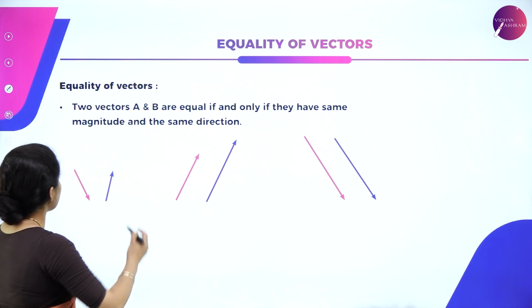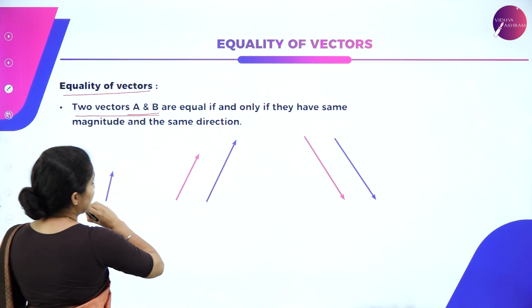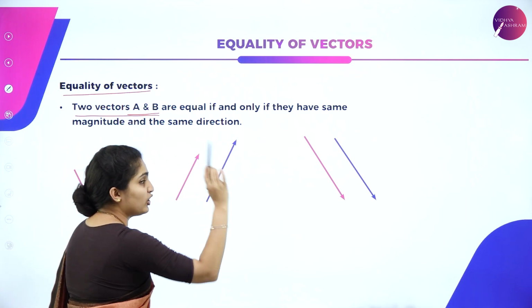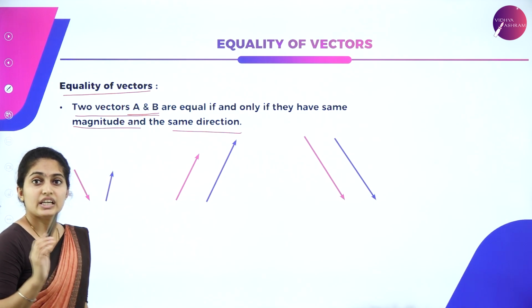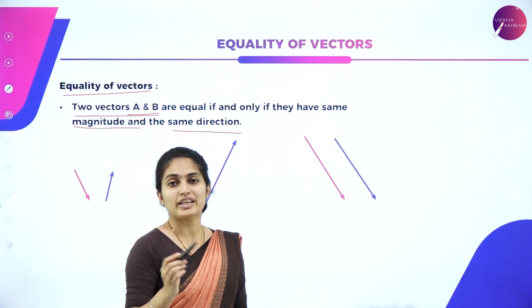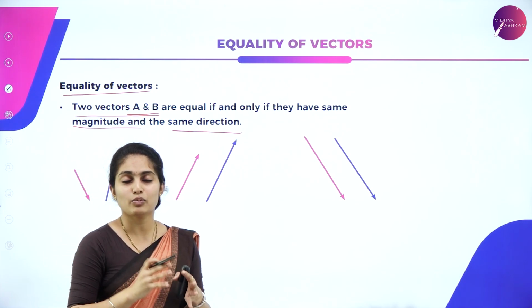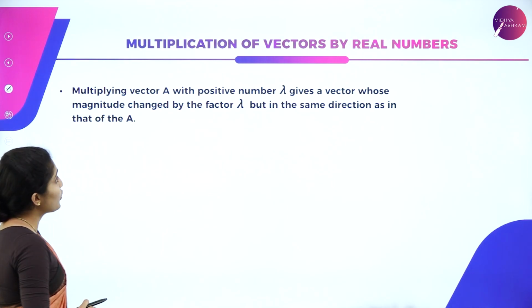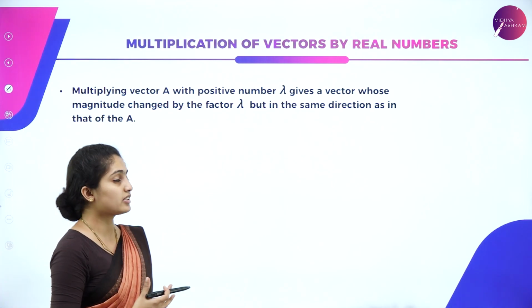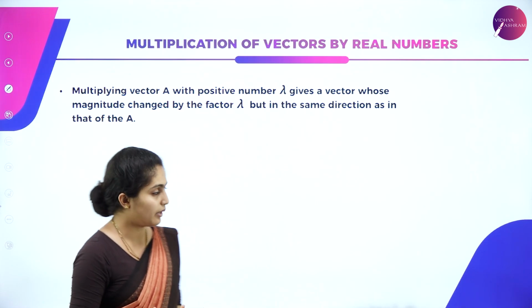How do you define this? Equality of a vector. There are two vectors, vector A and vector B. They are equal if and only if they have the same magnitude and the same direction. If they differ in either of the two, then they are called unequal. Equality of vectors is nothing but having the same magnitude and same direction. Next, we are going on to multiplication of vectors by real numbers. How do you multiply a vector by a real number?